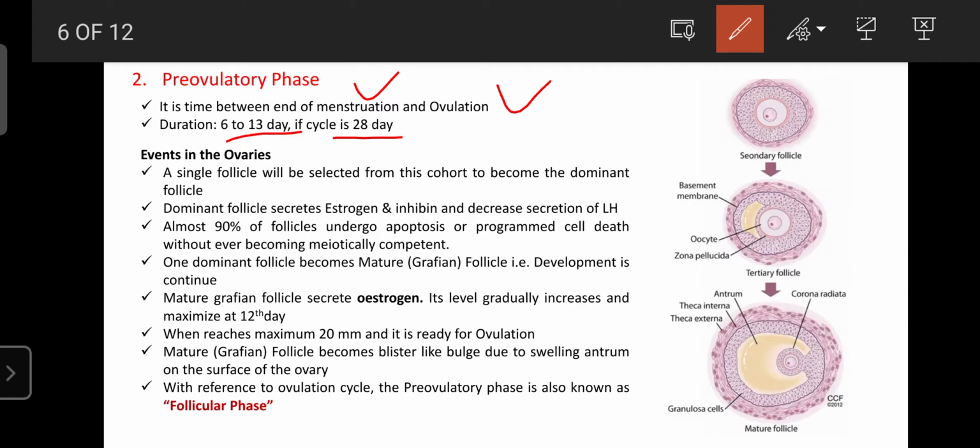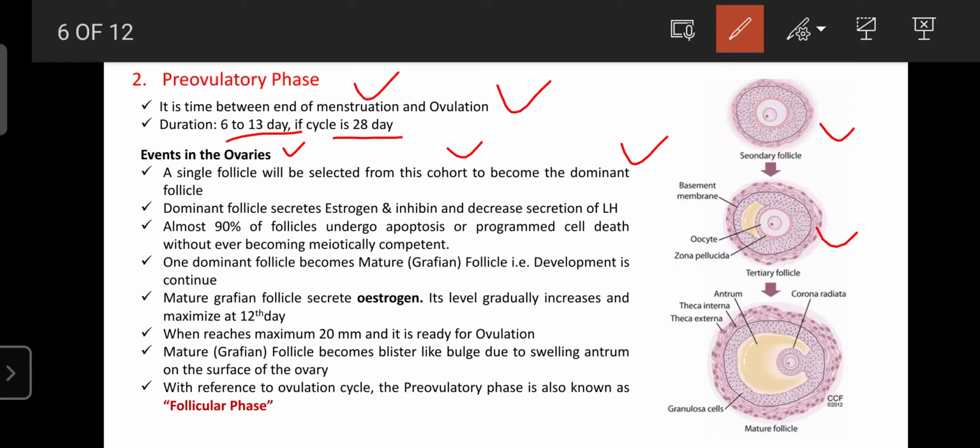Simple. So first we can concentrate on the events and changes in the ovaries. In the ovaries, the secondary follicles further develop into tertiary follicles. Under the influence of hormones, they develop into tertiary follicles, which are also known as dominant follicles. Okay, so in the ovaries, a single follicle will be selected from this cohort to become the dominant follicle, because many secondary follicles develop. Only a single follicle is selected automatically by our body or ovary for further development, and then it is known as the dominant follicle.